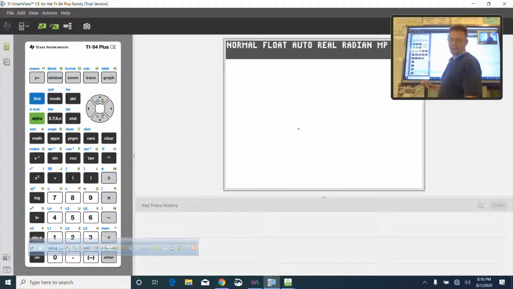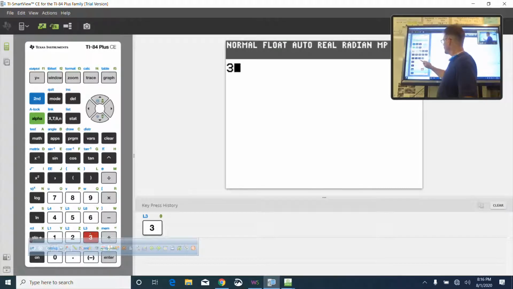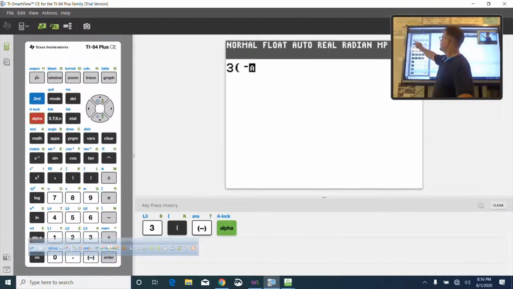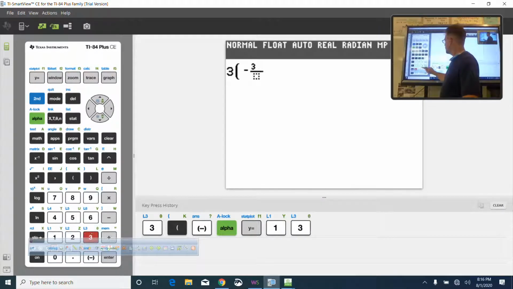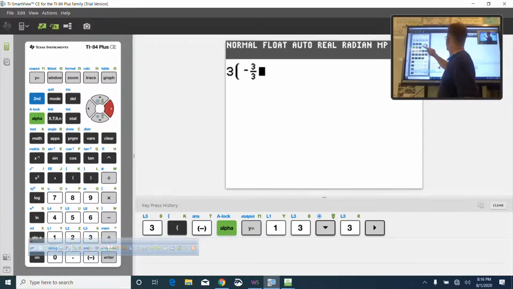So we have 3, open parentheses, negative, alpha, y equals, and then 13, down arrow, 3, come out of that. Oops, something went wrong.